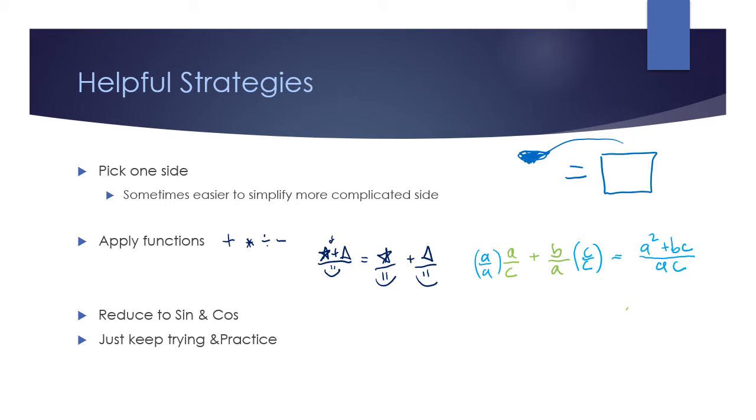The next step is to reduce things down to sine and cosine. So if I've got tangent, sometimes it's helpful to write it as sine over cosine. Sometimes it's just easier to see patterns that way, and that's why we can do it. This doesn't always help, but it can be something to try. The last helpful strategy is just keep trying. If you hit a wall, take a few steps back and try something else, and continue to practice.